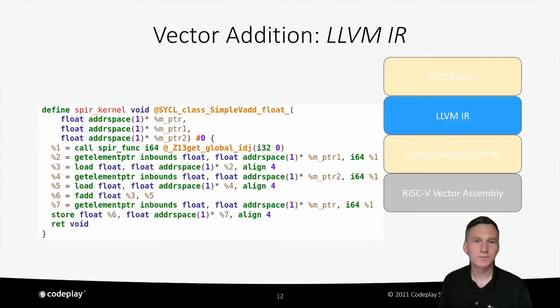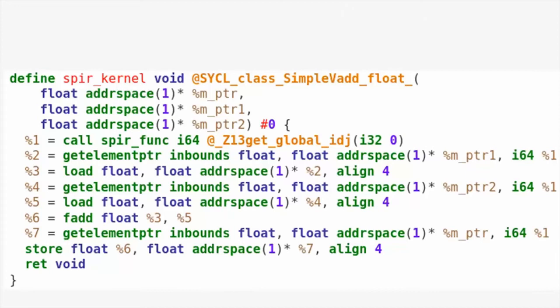First, the device compiler will compile a single instance of the code that will run in parallel. Here we have the LLVM intermediate representation for that code from our example. Within the intermediate code, you can see two loads, an fadd, or floating point add, and a store, i.e. all the parts of a vector addition.